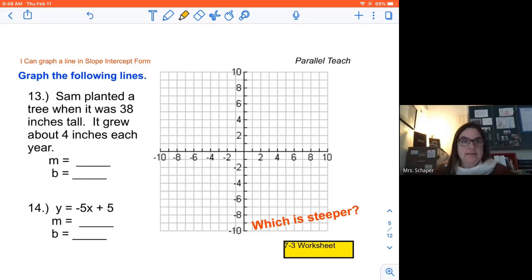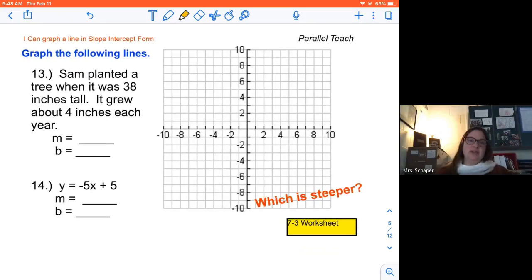Okay. All right. Here's another piece. Sam planted a tree when it was 38 inches tall and it grew 4 inches each year. Okay. So m is my rate of change. When I look at this, it says it grew 4 inches each year. So my rate of change is going to be 4. Then it said when he planted it, it was 38 inches to begin with. So 38 inches tall, that's my starting point.